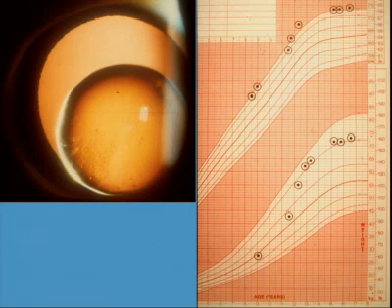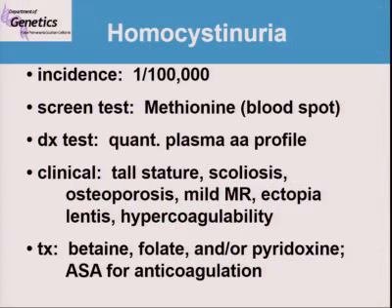So what's your differential diagnosis for ectopia lentis and tall stature? Homocystinuria and Marfan syndrome. Okay, very simple. So that's your differential. So homocystinuria, not very common. And as the name implies, there's increased homocysteine in the urine. But do we use urine for newborn screening? No.